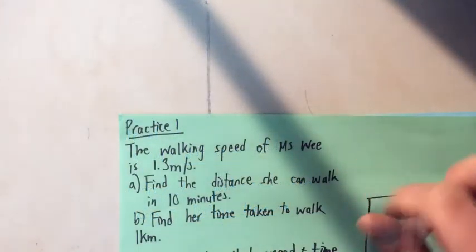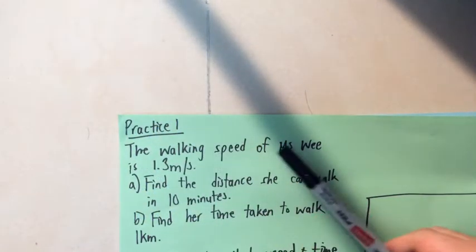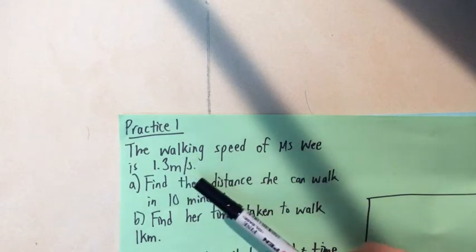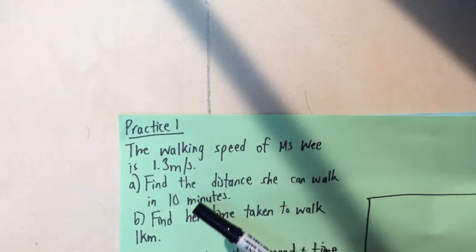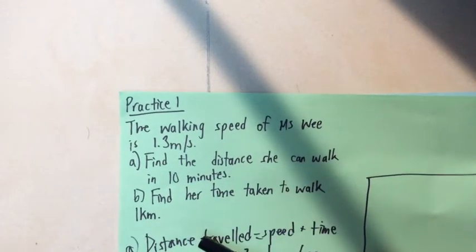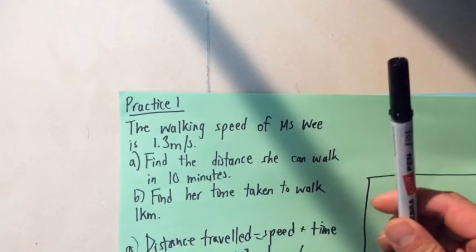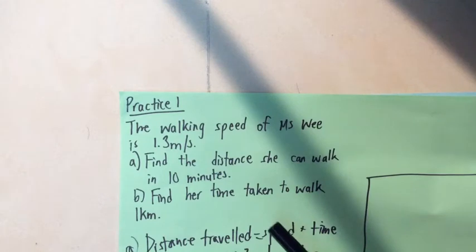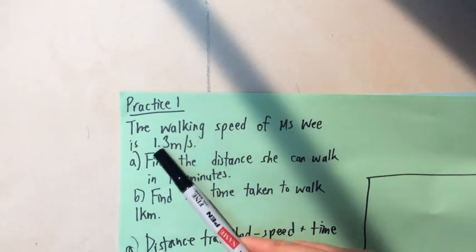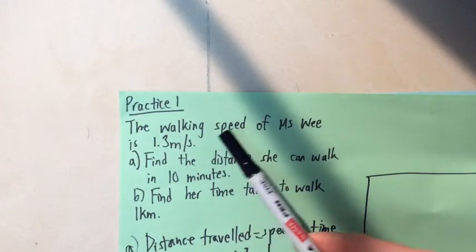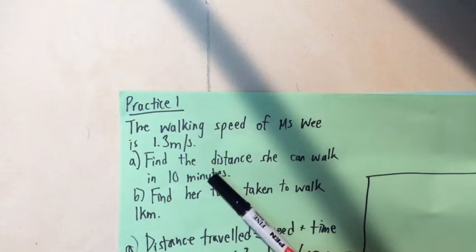For our first practice question, we're given this information. The walking speed of Ms. V is 1.3 meters per second. Find the distance she can walk in 10 minutes. Now remember the formula that we just learned earlier. Distance traveled equals speed times time. An important thing you have to note is that the speed has to correspond with the same unit of measurement for the time. Here we have 10 minutes, but the walking speed is 1.3 meters per second. So we have to convert minutes into seconds.